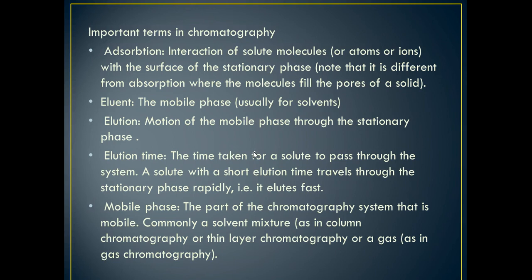Then elution time is the time taken for the mobile phase to move through the stationary phase and out of the column. And here there is a statement: a solid with a short elution time travels through the stationary phase rapidly, i.e. it elutes fast. That's true. Then the mobile phase is the part of the chromatography system which is capable of moving within the column, a mix of solvent and the solid that we desire to separate.